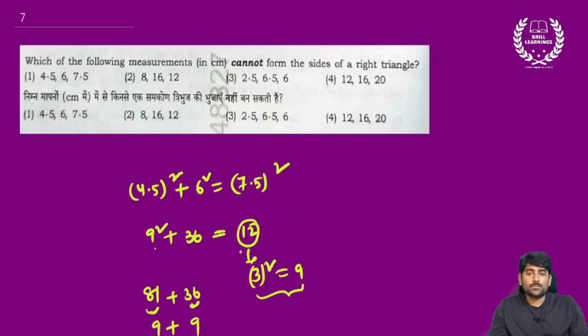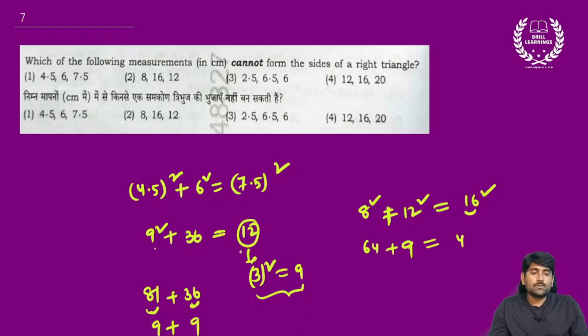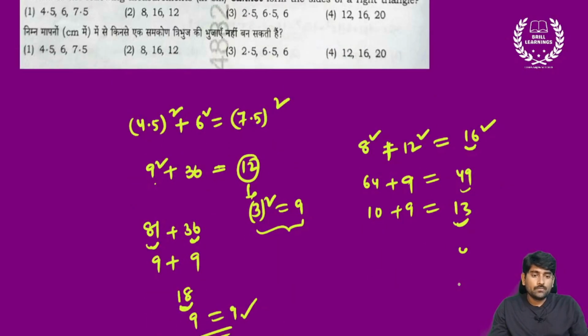Let's check the second option as well. 8 square plus 12 square is equal to 16 square. 8 square means 64. 12 square means you can write 3 square, which is 9. 16 square means 7 square, which is 49. Adding these two values, 10 plus 9 is equal to 4 plus 9, 13. Again, 1 plus 3, 4.